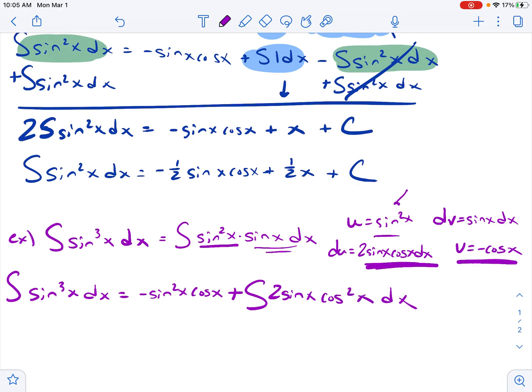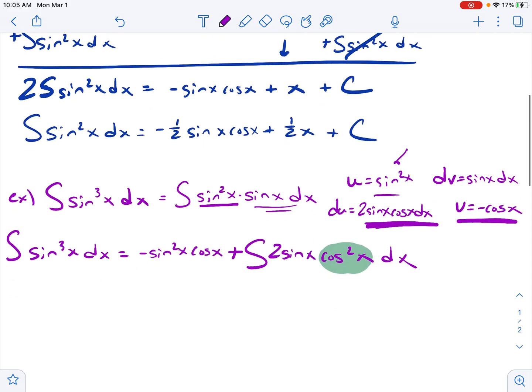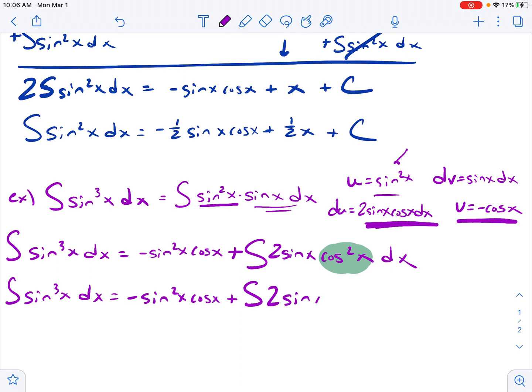But now what we're going to do, like we did in the other ones, we're going to replace the cosine squared that showed back up in the original integral with 1 minus sine squared. So let's see what that does for us. Okay, so we're going to have 2 sine x, 1 minus sine squared x dx. I'm basically going to distribute this 2 sine and break it up into 2 separate integrals.